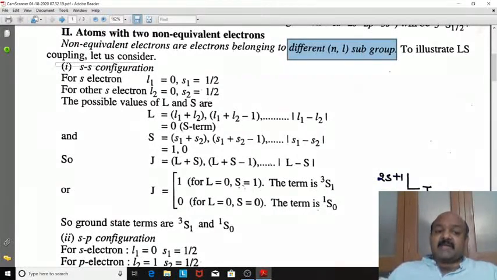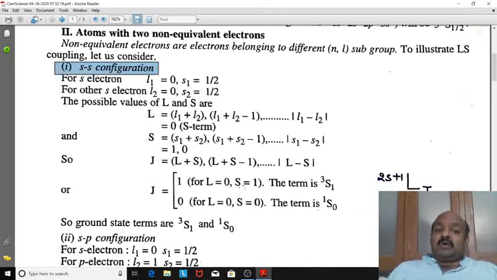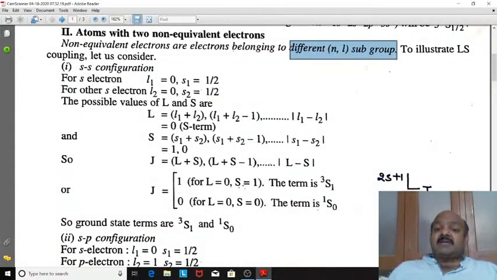So first case is ss configuration. Here we have 2 electrons. One is in s state, another is in s state. But how are they non-equivalent? They will be non-equivalent when one will be in, say, 1s orbital or 1s state, and the other will be in 2s orbital or 2s state. So we will have principal quantum number for one electron as 1 and for the second electron as 2. So they will correspond to different n and l subgroups there.